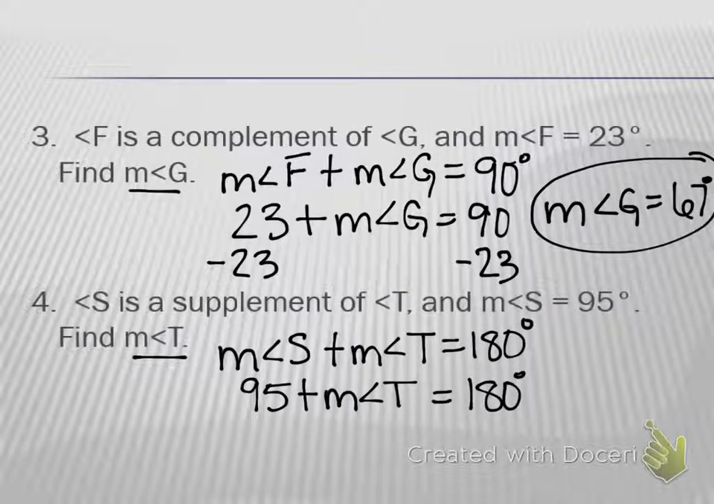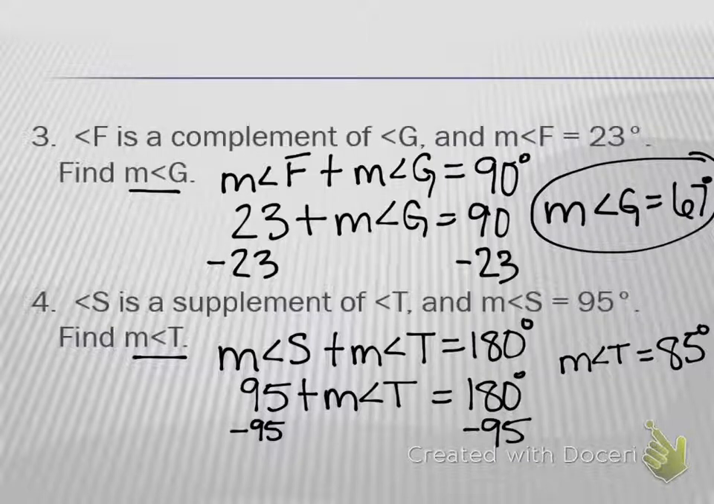Just like the last one, what am I going to do to get angle T by itself? Subtract 95 from both sides. This is just like an equation from algebra, except instead of having just a variable here, we're describing what it is that we're measuring. The measure of angle T, that's what we're looking for. So we get the measure of angle T equals 85 degrees. If you're telling me the measure of an angle, make sure you're including your degree symbol.